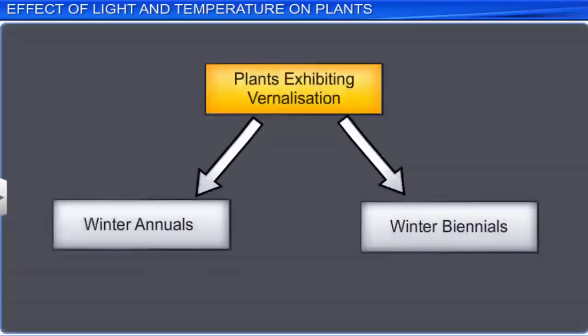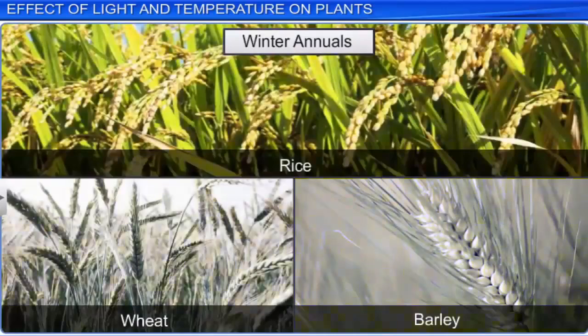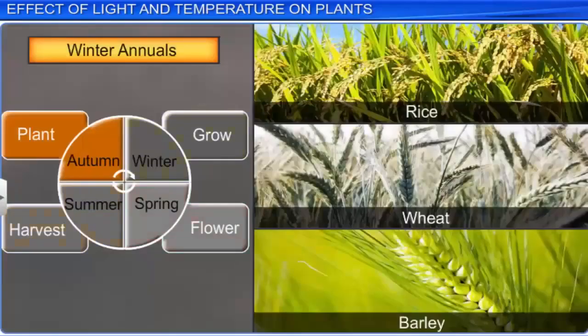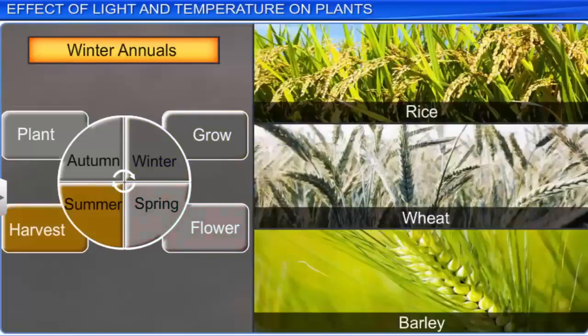Plants that exhibit vernalization include winter annuals and winter biennials. Winter annuals such as rice, wheat and barley are planted during autumn. Their vegetative growth starts in winter when they undergo vernalization, which induces them to flower during spring. Finally, they are harvested in summer.